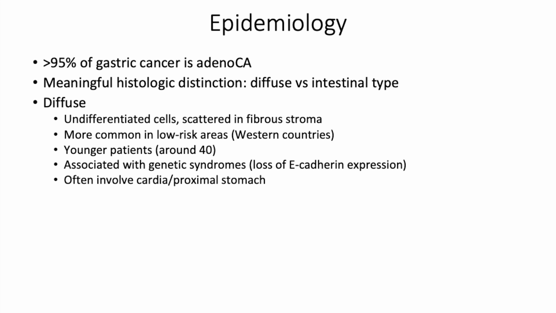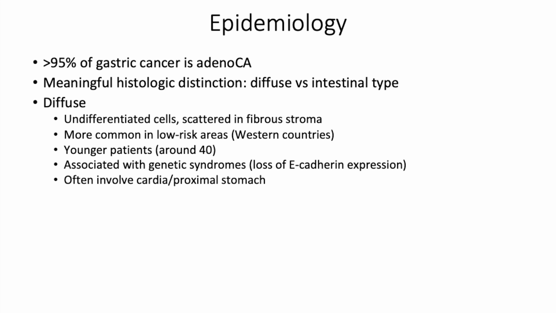They tend to creep up away from wherever you think the tumor is. It's harder to get an R0 resection on these patients because these cells creep up and down the stomach wall. This is more common in low-risk areas like Western countries. So in the United States, diffuse type is a little more common than in, say, Asian countries. This is going to present in younger patients, the mean age being around 40, and it's associated with genetic syndromes, specifically the loss of E-cadherin expression, which is what keeps cells together. So when these cancers lose their E-cadherin, that's what allows them to spread more diffusely and make a diffuse type gastric cancer.